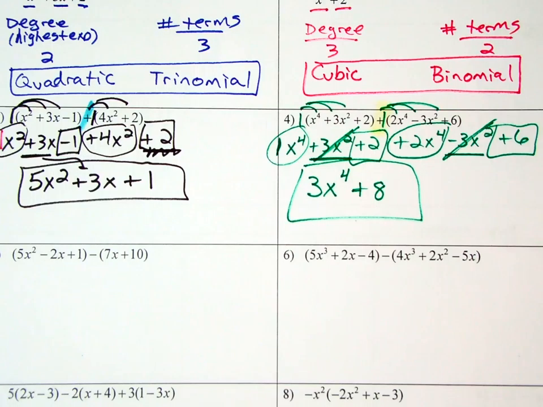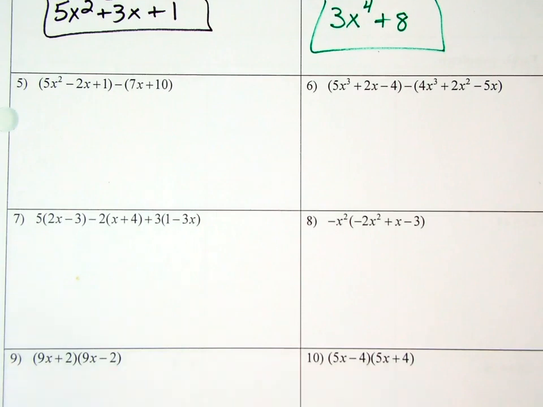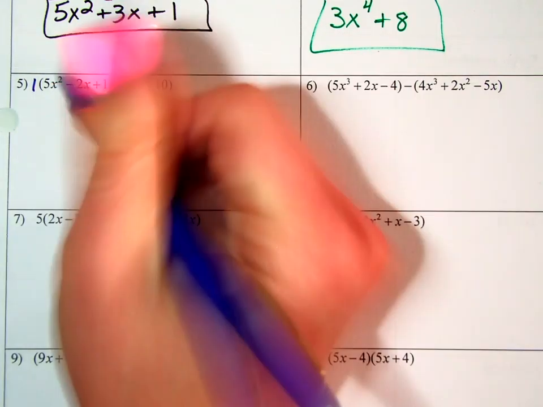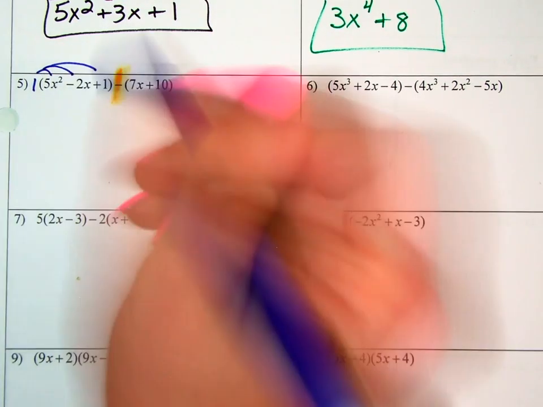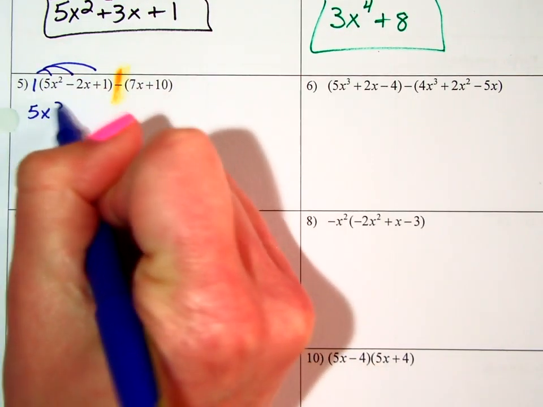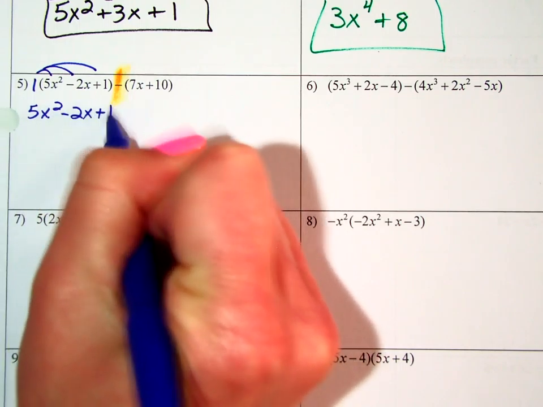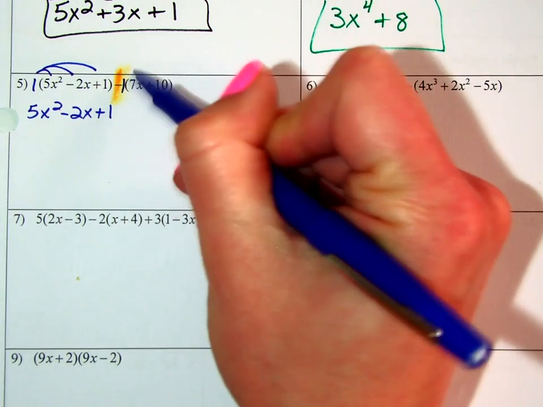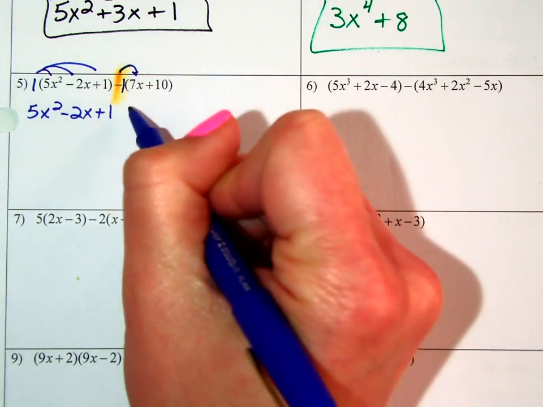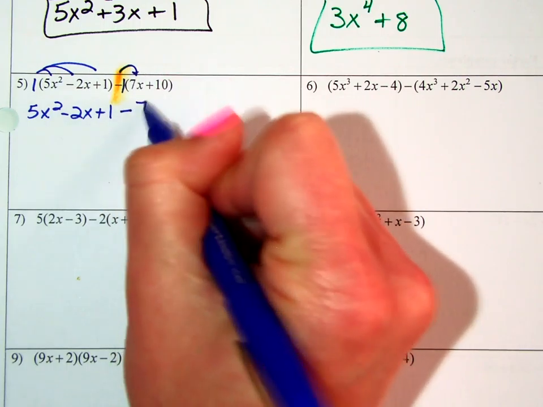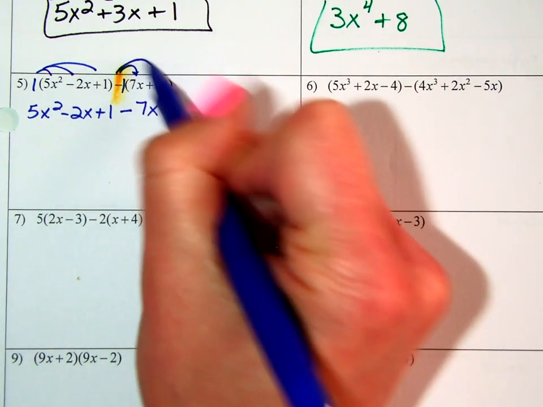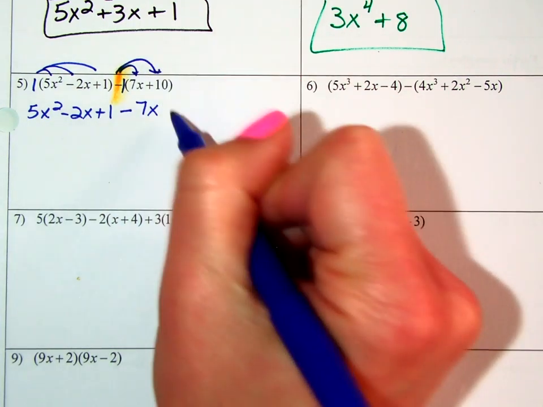Okay, so let's move this up. So when I look at number 5, this time be careful because it's a minus sign that's between it, right? So even though we're distributing a positive 1 into the first set, which keeps everything the same, so it stays 5x squared minus 2x plus 1, now we're distributing a negative 1, which changes the sign. So negative 1 times 7x is negative 7x. Negative 1 times positive 10 would be negative 10.